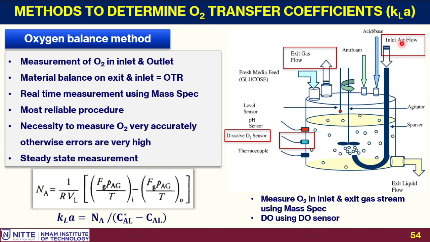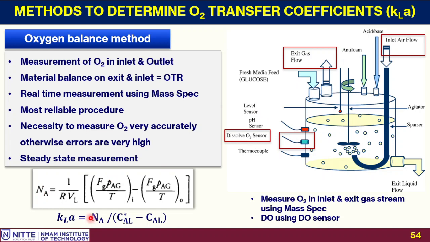So you have to make use of an instrument to identify oxygen concentration, because the difference is very small. A very accurate concentration difference is required. So we will be using mass spectrometry. Real time mass spectrometry can be used for these two measurements. Ordinary instruments are insufficient. You require high end instrumentation for this. Mass spectroscopy is very costly. But that gives you a very accurate result of the oxygen transfer rate.